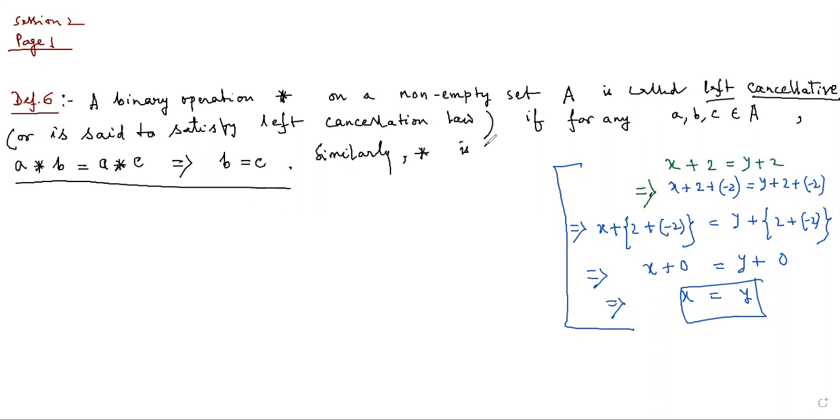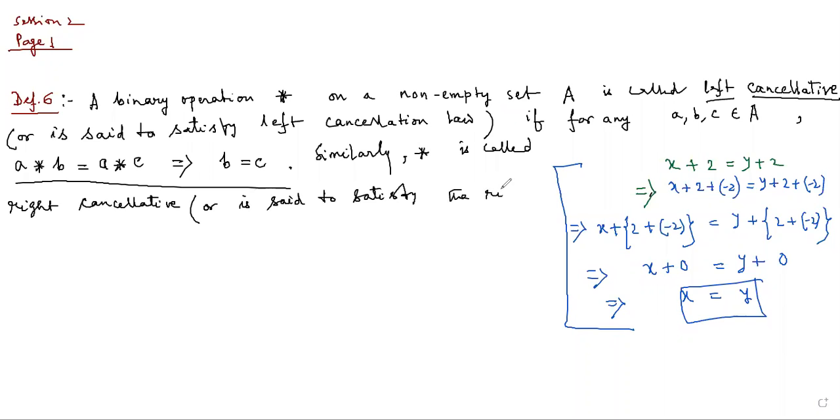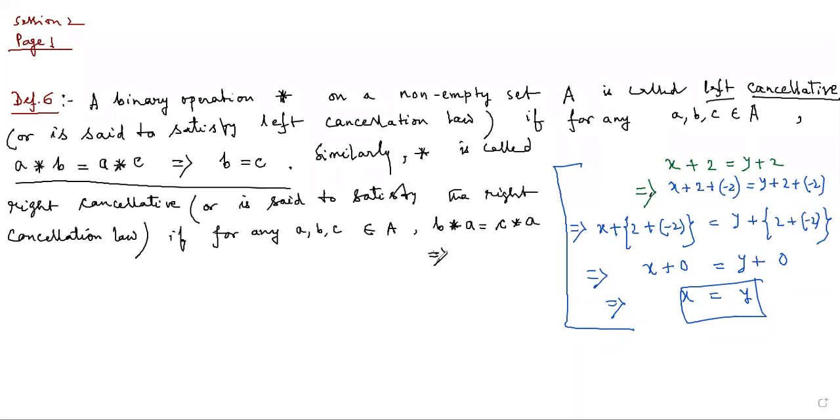So similarly, star is called right cancellative, or is said to satisfy the right cancellation law, if for any a, b, c belonging to capital A, b star a is equal to c star a implies b equal to c. So just look at this. This is the left cancellative thing, and this is the right cancellative thing.